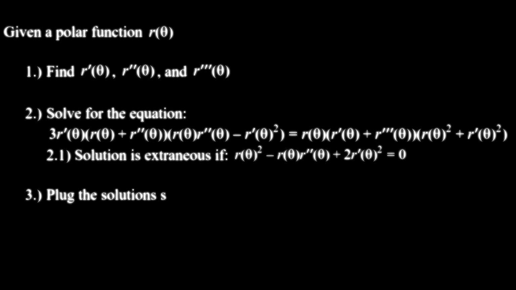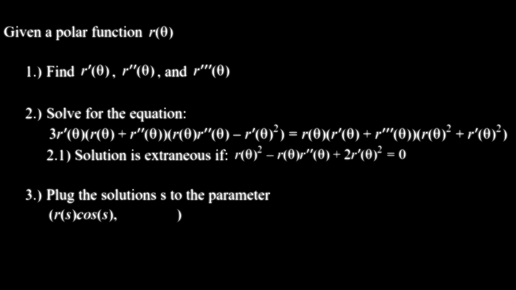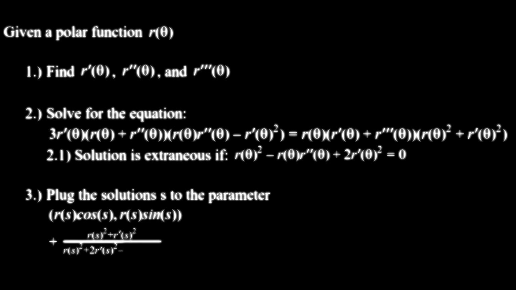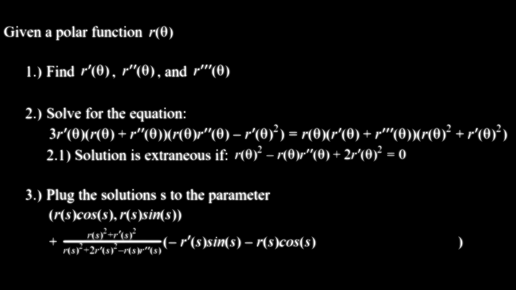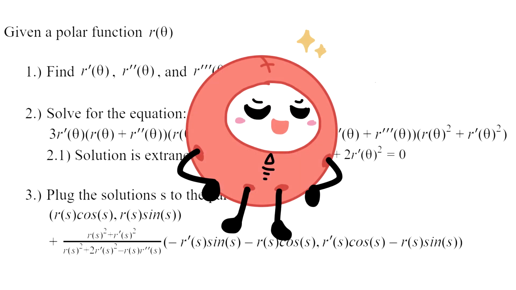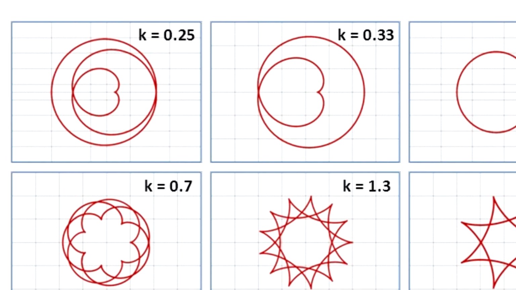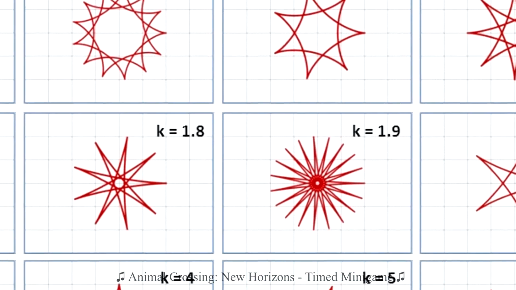Step 3. Plug the solutions s to the parameter: r of s cosine s, r of s sine of s, plus r of s squared plus r prime s squared all over r of s squared plus 2r prime s squared minus r of s r double prime s, times the coordinate negative r prime s sine of s minus r of s cosine s, r prime s cosine s minus r of s sine s. And there you have it. The 3SR for any existing polar function out there.